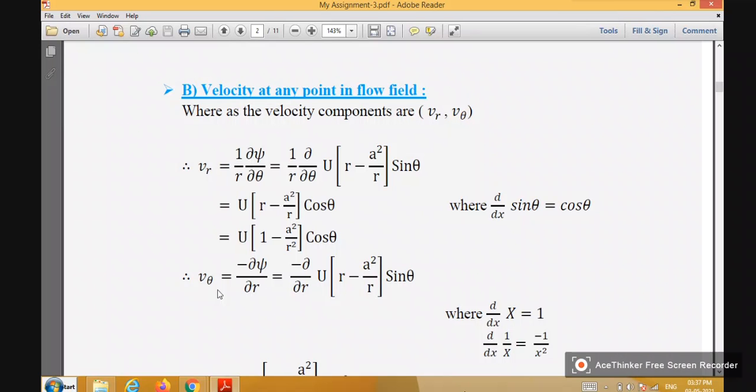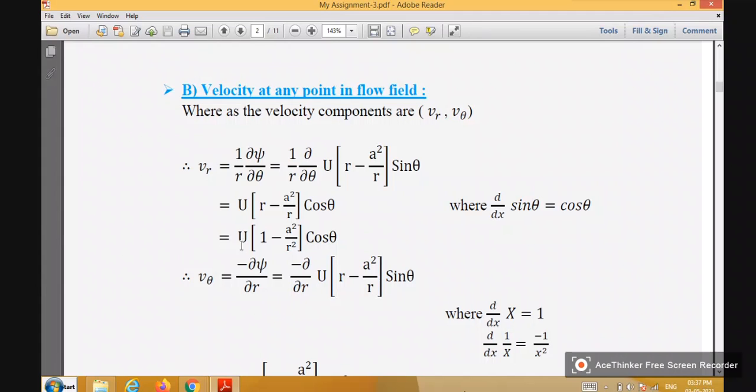It is u by R into 1 minus... Okay. No, actually, it is not like that. See, what you have done is, you have divided by R. So, you have to multiply by R. So, u R into 1 minus a square by r square. Your expression for VR will be u R into 1 minus a square by r square. Have you followed? Yes, sir.